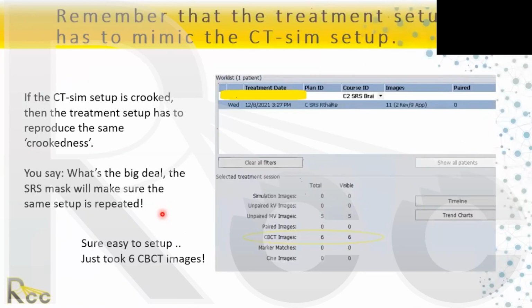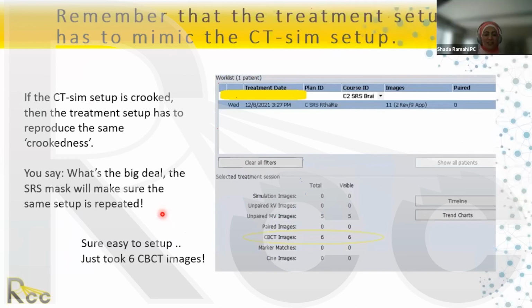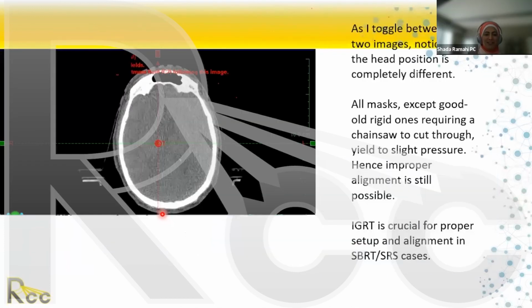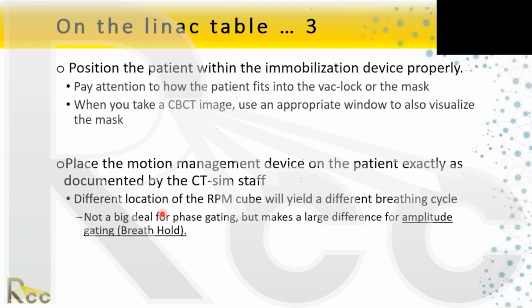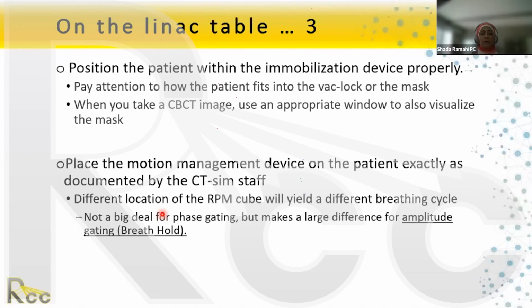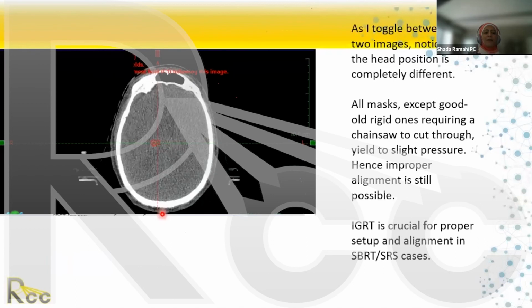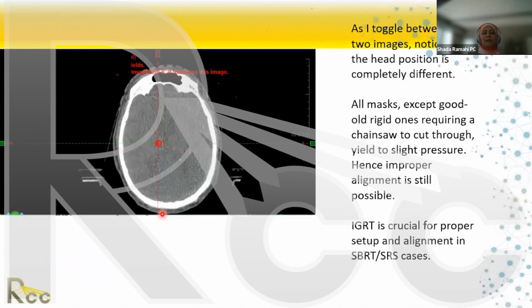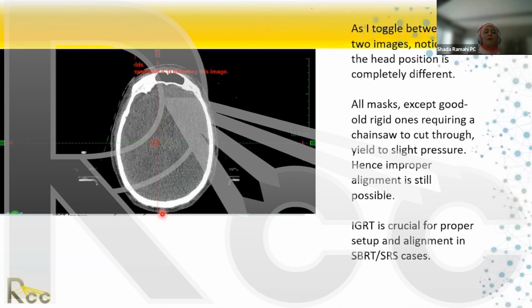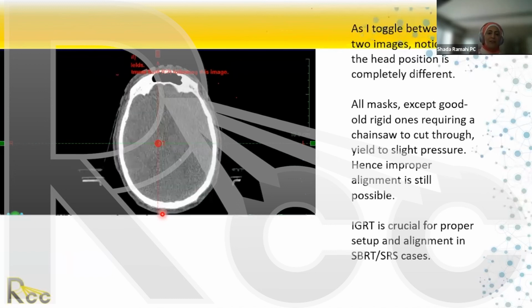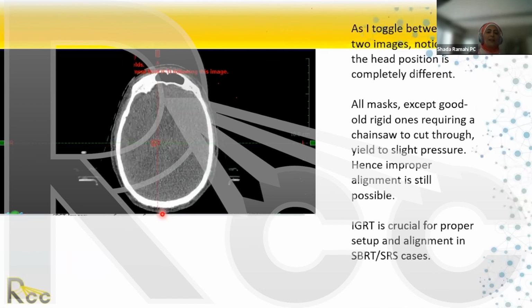So imagine Bilal is asking, it took 6 CBCT images to align this patient. Let's assume that the CT sim scan was really good, so whether we don't need to do CBCT? No, of course you need to do CBCT, because the mask can fit. So this is a mask that's fitting nicely on the patient, but then look at the rotation. Until you do a CBCT, you cannot see if you have a good rotation or not.